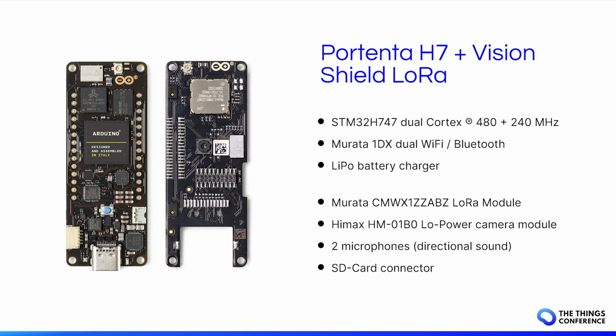Another option is the Portenta H7 in combination with the Vision Shield LoRa. Those products are from the Portenta family. The board comes with a microcontroller that has 2 cores which run at 480 and 240 MHz. It also has a Wi-Fi plus Bluetooth module. You can power the board with a battery, and the Vision Shield has a LoRa module on it.